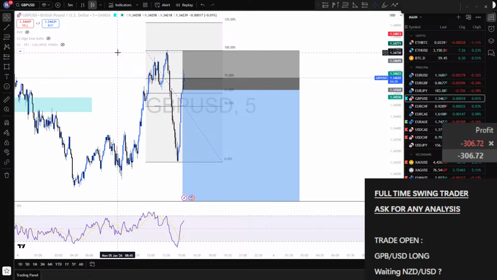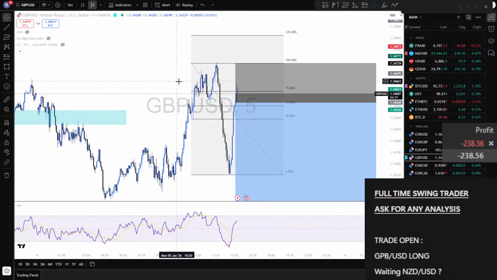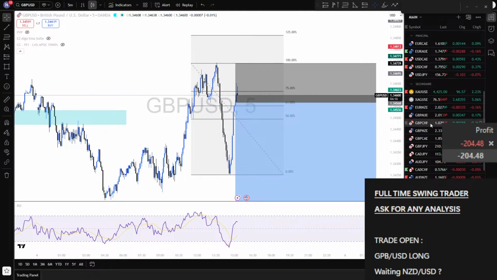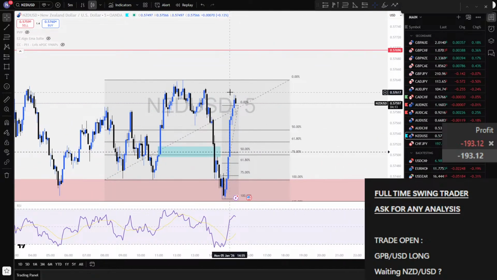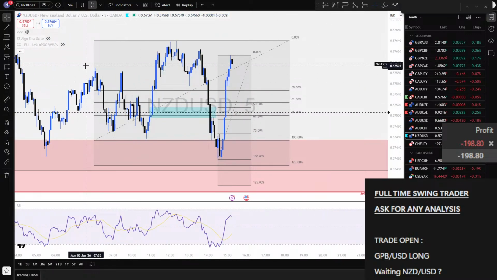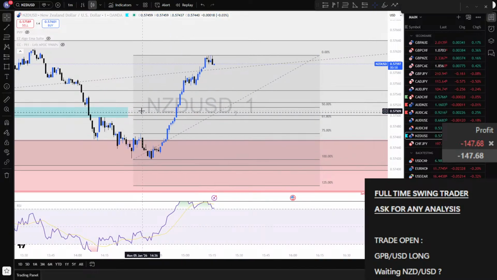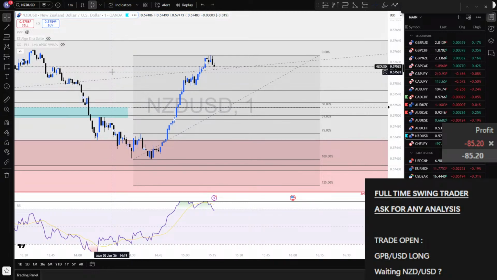Okay, perfect. So, let's start. So I have this on GBP USD. I was waiting for NZD USD, but I think it's just gonna fly without me. I was waiting for him to break in 1 minute, but he didn't even give me a pullback. We'll see what he does.